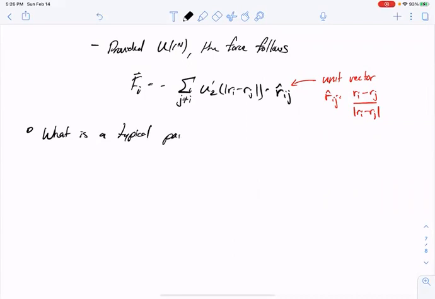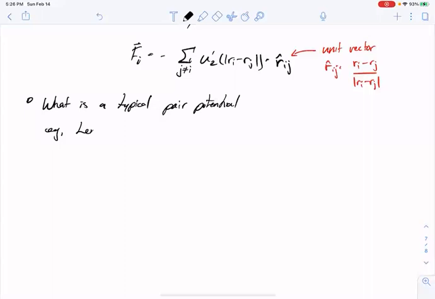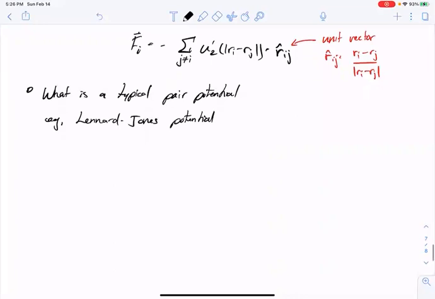So then a reasonable question is, what does a typical pair potential look like? A canonical one is the so-called Lennard-Jones potential. Incidentally, Lennard-Jones is not a hyphenated name between two people. It's a single person's name, a man, Lennard-Jones, who was born not of such high social standing, married a very well-to-do lady, last name Jones, and adopted her last name to try to elevate his status.